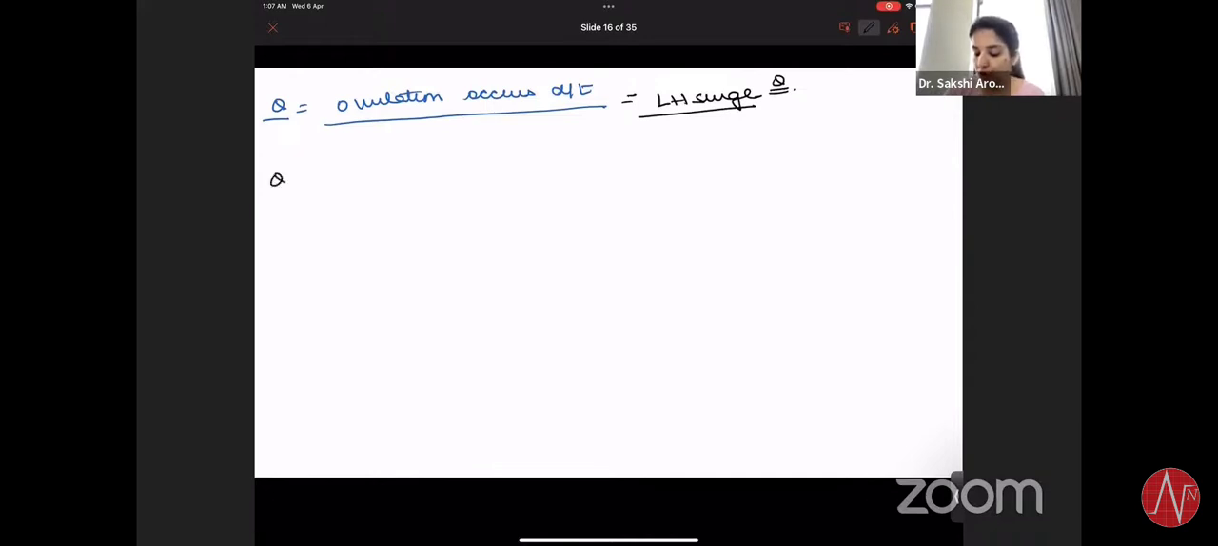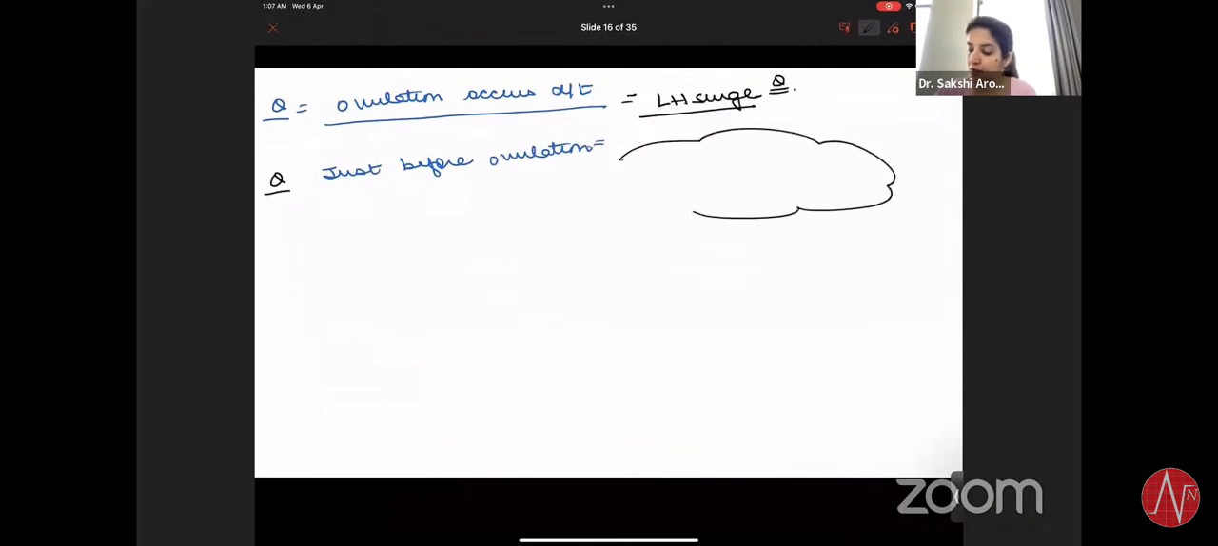Another very important question. Just before ovulation, please remember, there is both LH plus FSH surge, लेकिन ओव्यूलेशन होता है ड्यू टू LH surge. But before ovulation, there will be LH and FSH surge. Clear?